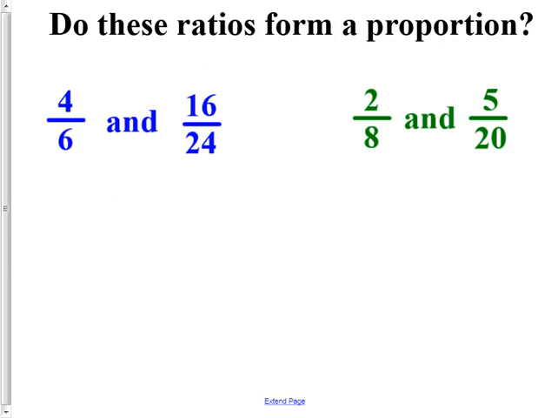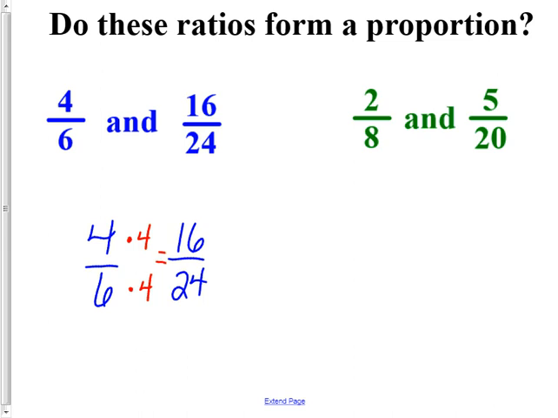So take a moment to look and see if these ratios form a proportion. All right, now that you've had a chance to look at it on your own, the first one, a ratio of 4 to 6 and a ratio of 16 to 24. You probably looked at it pretty quickly and said, well, yeah, because I can multiply both the 4 and the 6 by 4, and that gives me a ratio of 16 to 24.